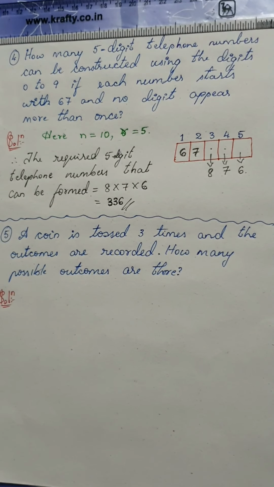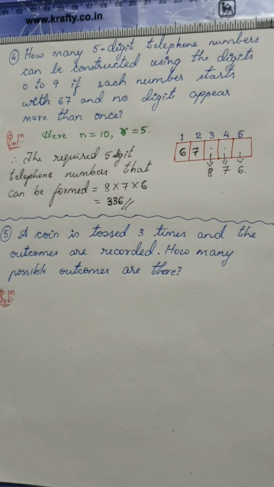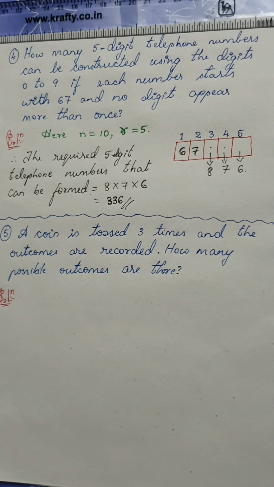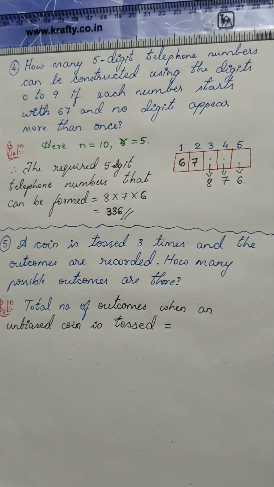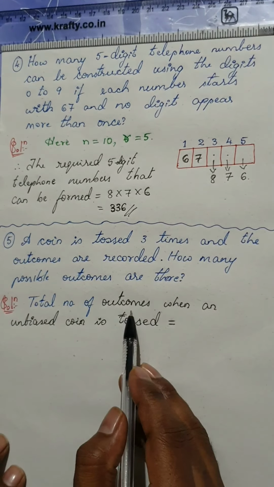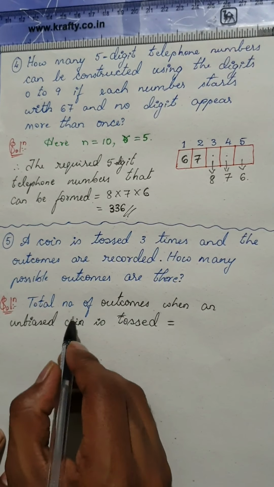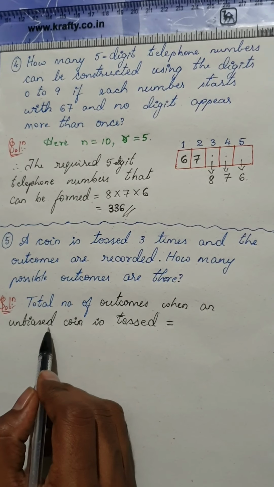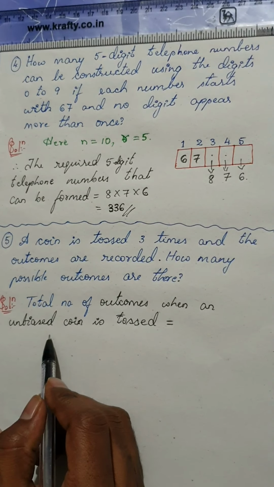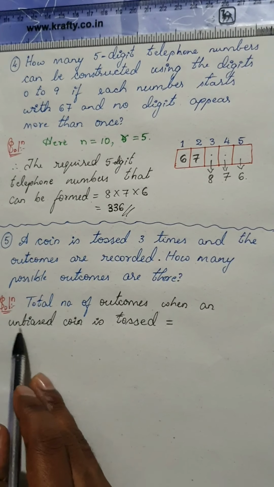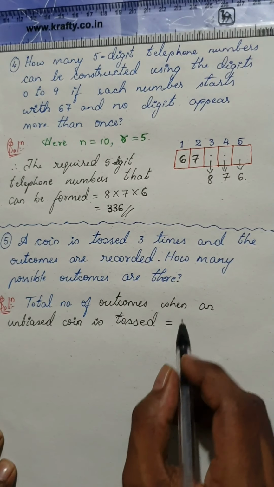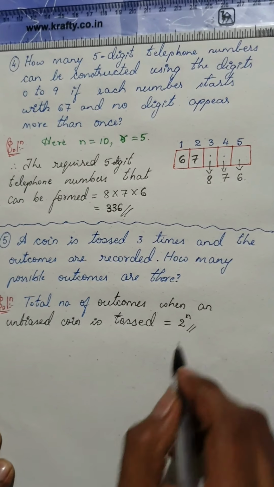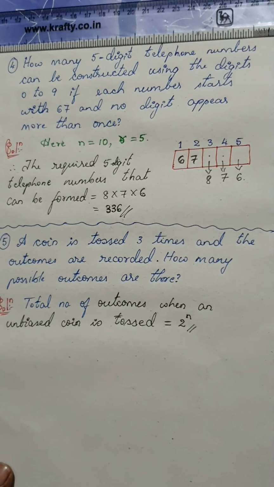Now I will give you a hint. It is just like a formula to find out the total number of possible outcomes while tossing a coin. So please note down this formula. The total number of outcomes when an unbiased coin is tossed, I will explain this in the probability chapter. Unbiased means a proper coin. Some coins, like a coin with heads on both sides, are not allowed. So when an unbiased coin is tossed, the total number of outcomes is, please remember, 2 power n. This is the formula to find out the total number of outcomes when a coin is tossed.